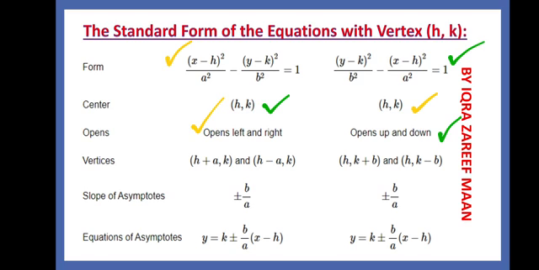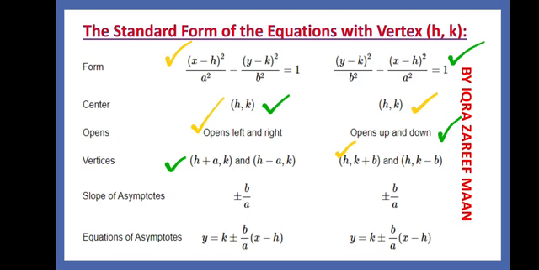And the vertices, well, we can calculate the vertices of this hyperbola when the center is at h and k. Calculate by using this formula, h plus a comma k and h minus a comma k. And in the vertical transverse axis case, we can calculate the vertices h comma k plus p and h comma k minus p. Notice the difference between all these terms.